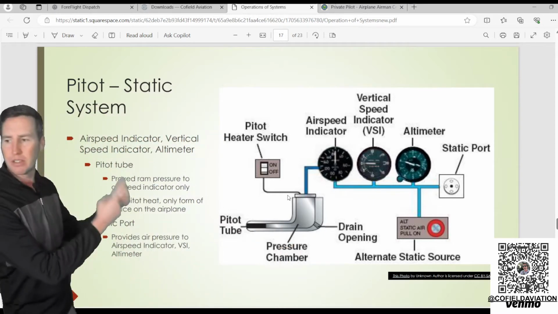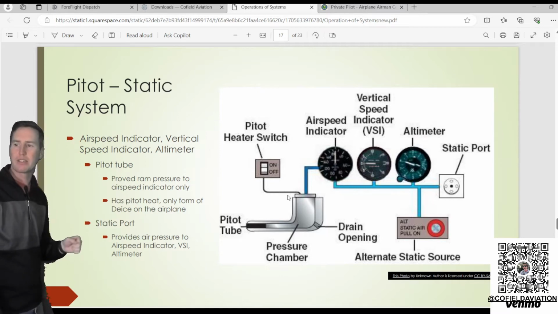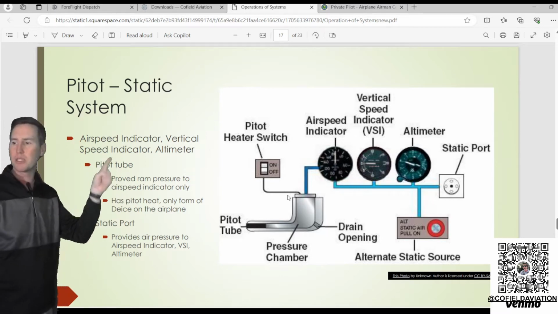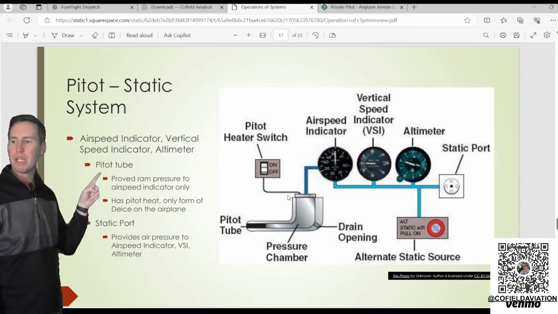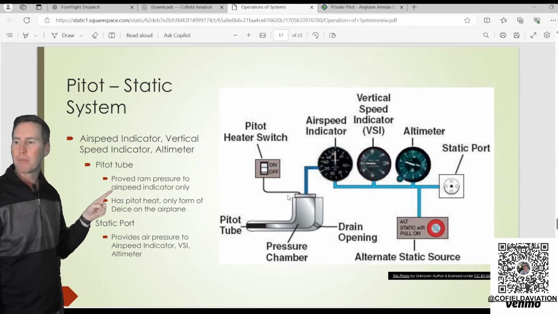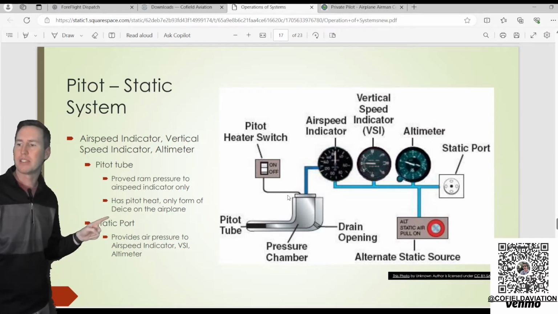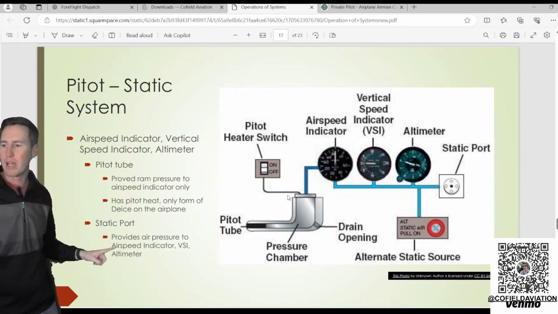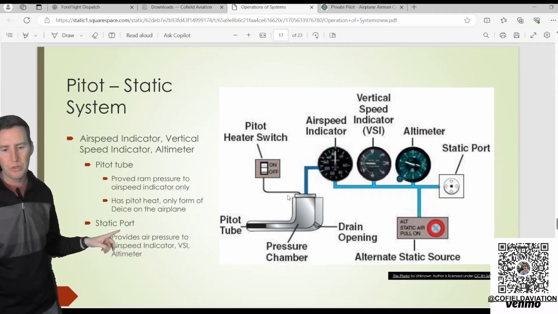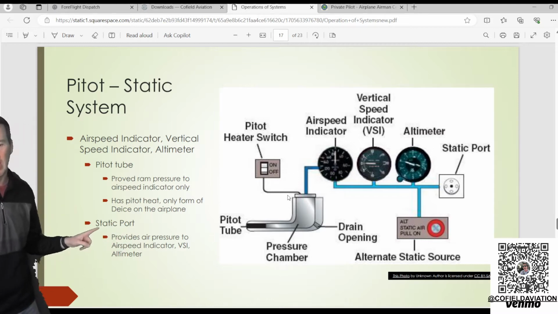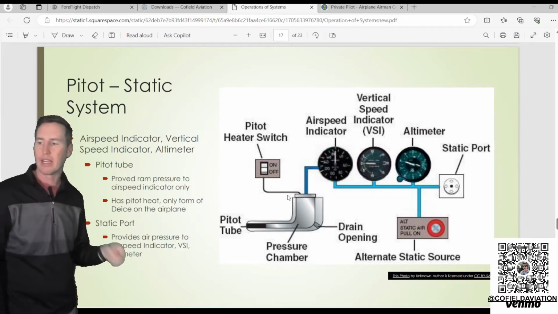So let's just read this really quick. Your Pitot-static system is composed of your airspeed indicator, your vertical speed indicator, and your altimeter. Your Pitot tube provides ram pressure to the airspeed indicator only. It has the Pitot heat as the only form of de-ice on the airplane. The static port provides our air pressure to the airspeed indicator, VSI, and altimeter.